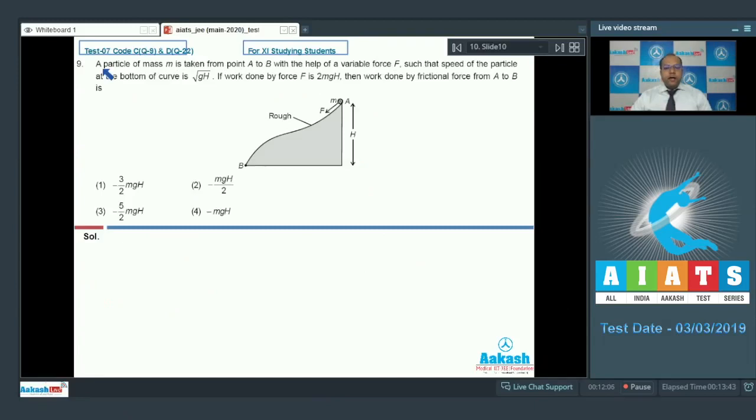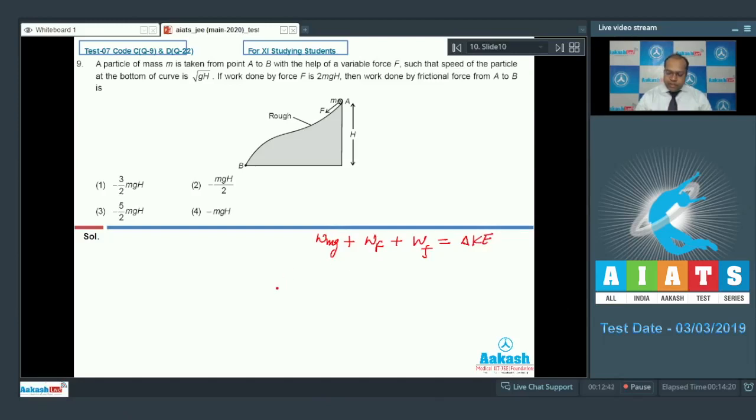In question number 9, a particle of mass m is taken from point A to B with the help of a variable force such that the speed of the particle at the bottom of the curve is under root gh. If work done by the force F is 2mgh, then work done by gravitational force from A to B is. From work energy theorem, we know that work done by gravity plus work done by F plus work done by friction must be equal to change in kinetic energy of the particle.